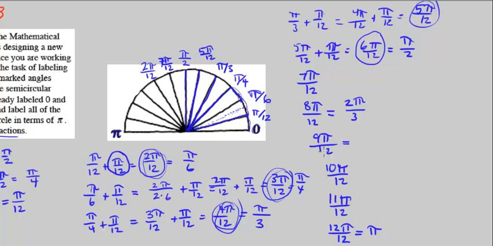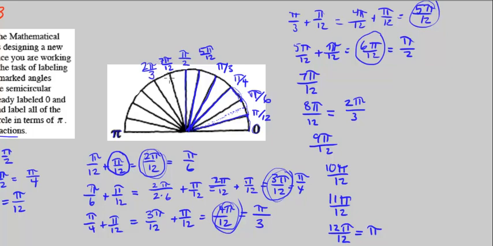Okay, can we simplify this? Well, if we divide the numerator and denominator by 3, we're going to get 9 divided by 3 is 3, 12 divided by 3 is 4. So this next one is 3 pi over 4. Oops, I made a mistake. This one over here was 2 pi over 3.